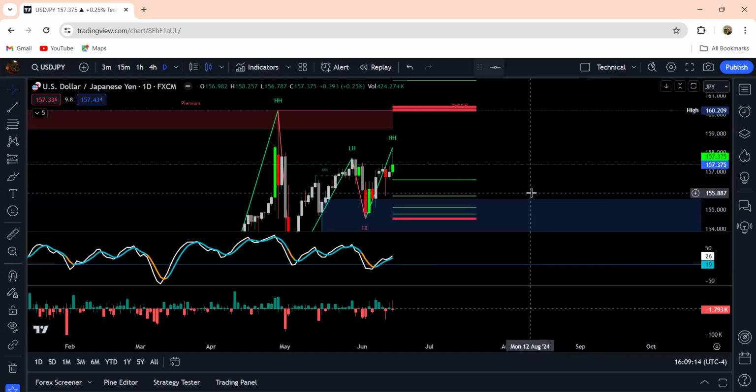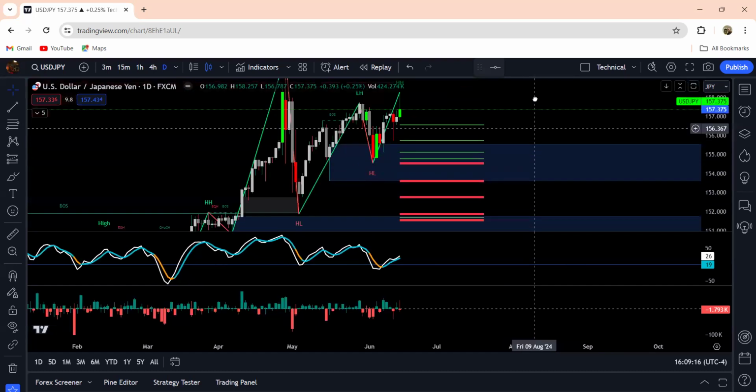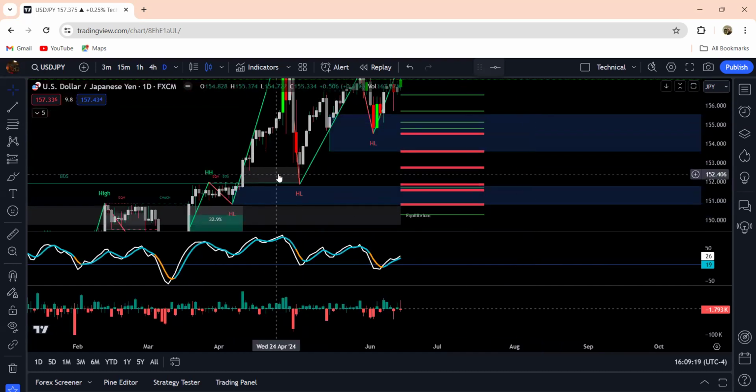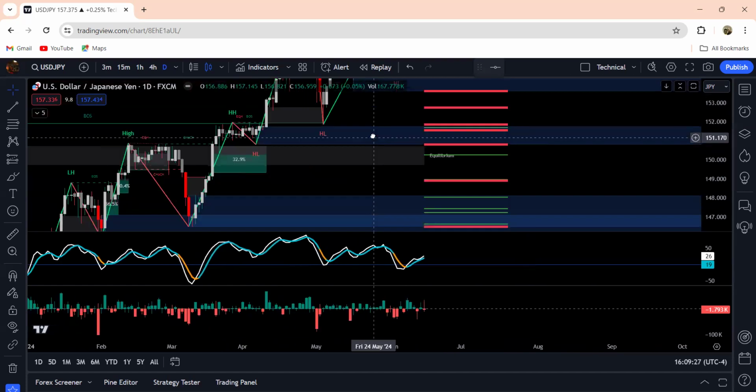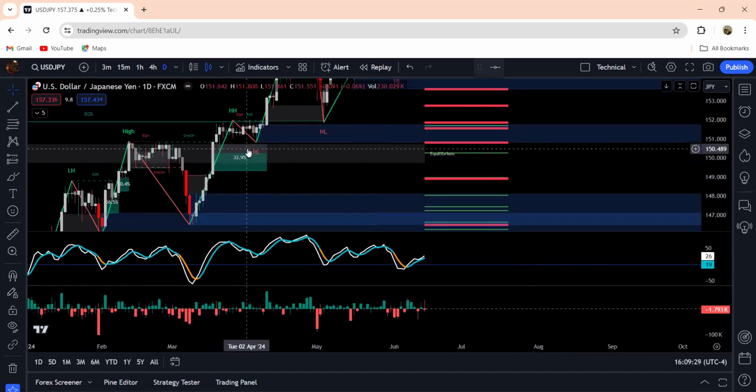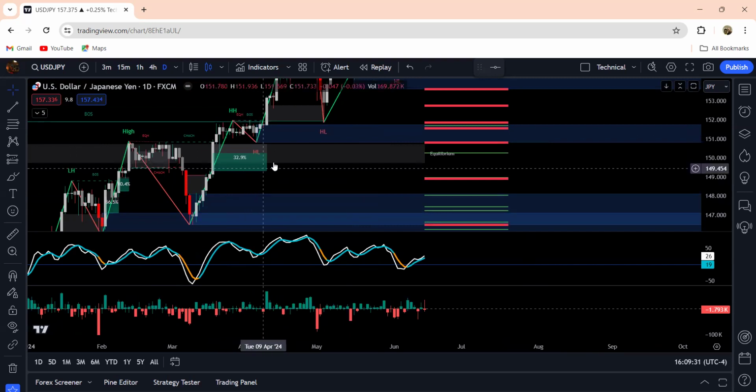Your second option when it comes to liquidity is going to be your fair value gaps. That's these areas right here. Basically gaps in the price or imbalances. Different people call them different names, but your gaps in the fair value. So that's going to be your second option when it comes to liquidity.